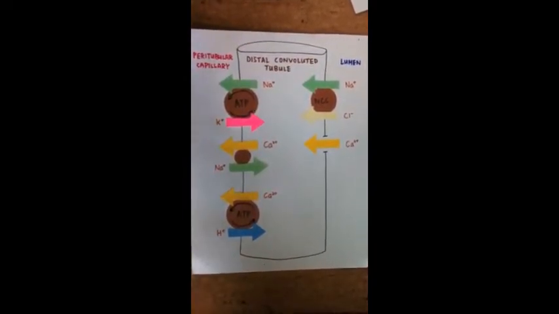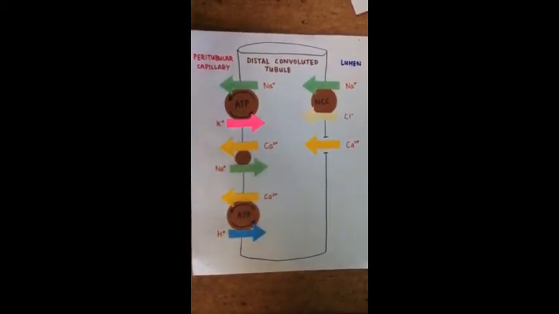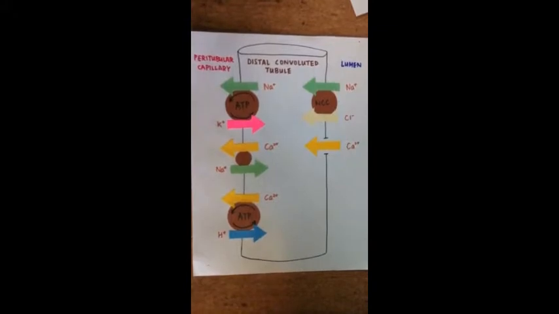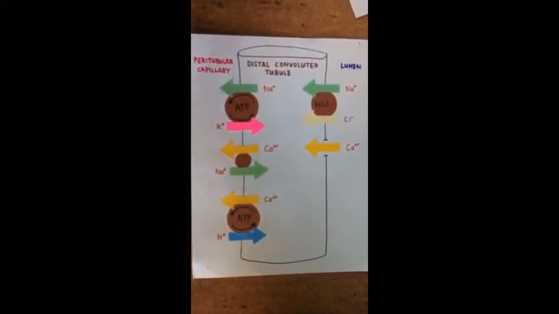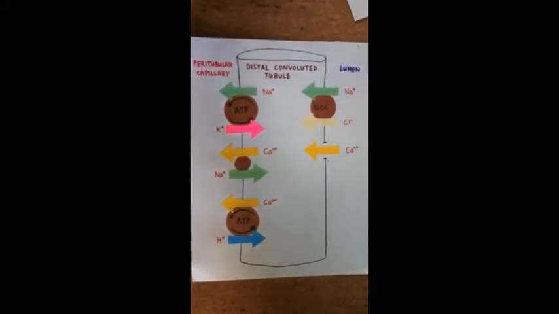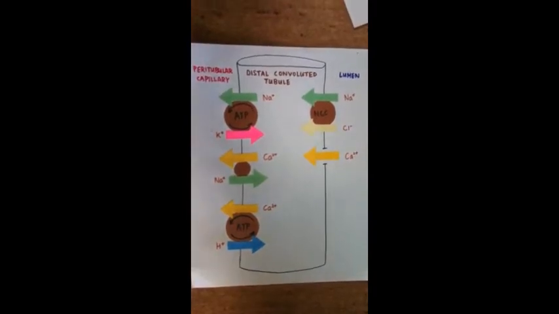The DCT also plays an important role in acid-base balance by acidifying the urine. Normally, it is relatively impermeable to water. However, in the presence of antidiuretic hormone, ADH, its permeability to water increases.